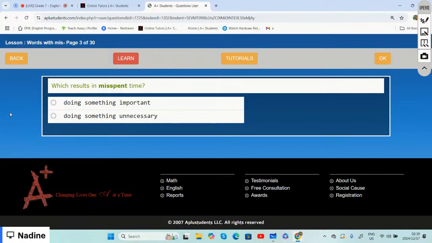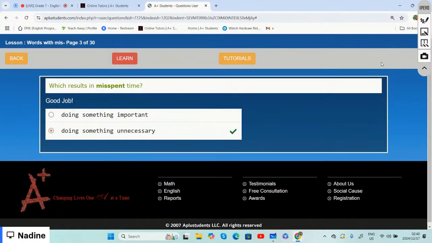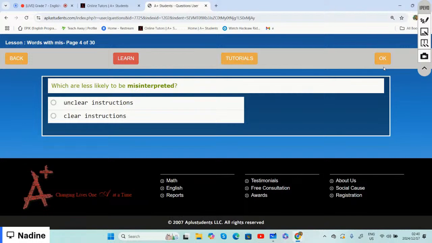All right. And which results in misspent time? We said, is it option one, doing something important or doing something unnecessary? And the result of misspent time is doing something unnecessary. If you're doing something important, then that is not misspent time. But if you're doing things that are unnecessary, that are not important, then we would say that is misspent time.